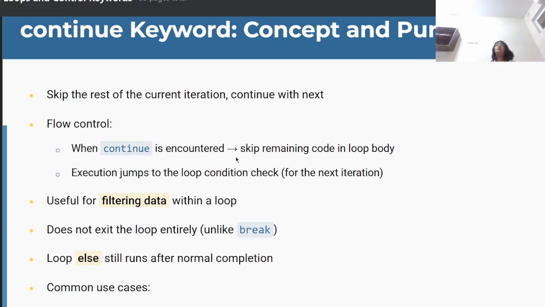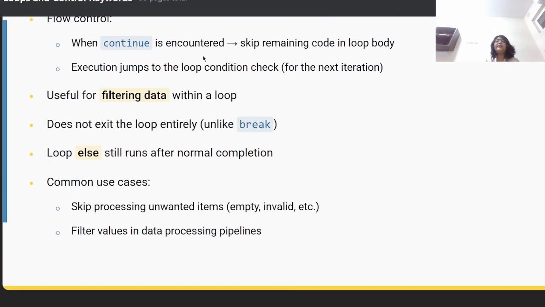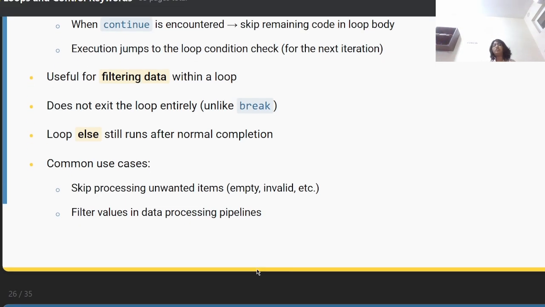So it will continue without pausing even if there is remaining code left in that loop body. Its execution jumps to the loop condition check for the next iteration. It is useful for filtering data within a loop. It does not exit the loop entirely. Unlike break, it just skips and goes back to the first statement. The loop else still runs after normal completion. So unlike break, where the else statement does not run at all if there is a break before else, in continue the else statement does run.